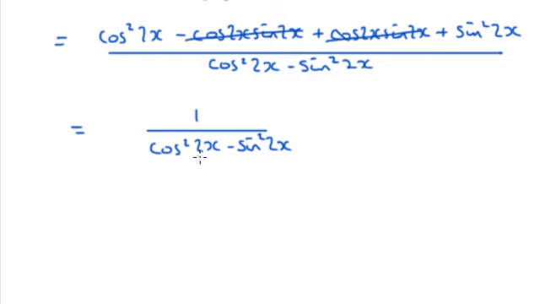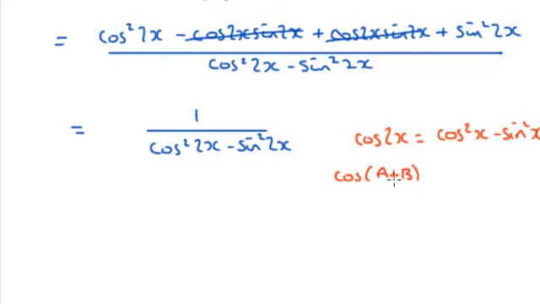Now it's not straight away obvious what to do with this, unless you know your addition formulae and your double angle formulae really, really well. Cos 2x is equal to cos squared x minus sine squared x. If you use your cos A plus B and swap A and B both for x, this is what pops out. So that's what we were meant to spot next.